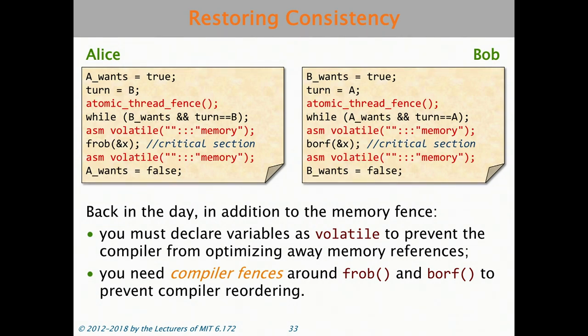So in addition to the memory fence, you must declare variables as volatile to prevent the compiler from optimizing them away. When you declare something as volatile, you say, even if the compiler reads it, when it reads it a second time, it's still got to read it a second time. It cannot assume that the value is going to be stable. You're saying it may change outside, okay? And then you also, it turns out, may need compiler fences around FROB and BORF to prevent them from being reordered, because that stuff can also sometimes get moved outside the loop.